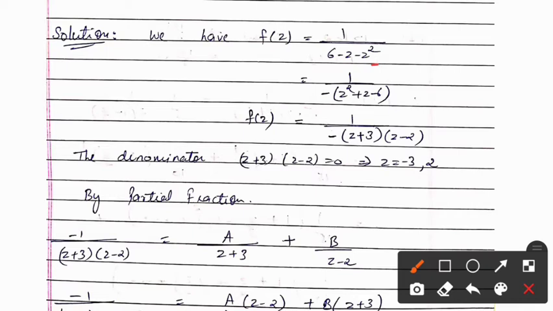Now f of z is 1 upon 6 minus z minus z square. First we will take the minus sign common out. If we take the minus sign common, then the sign of all the terms will be changed. So minus z square will become plus z square, minus z will be plus z, and plus 6 will be minus 6, right? Now we will find the factors of this.